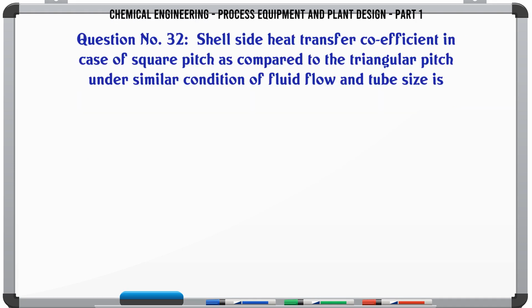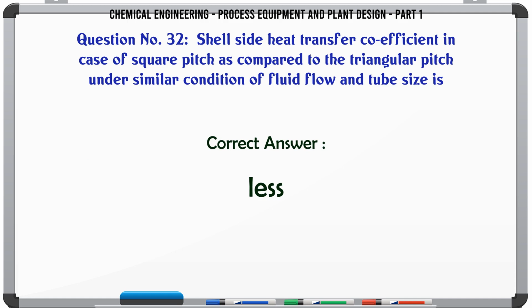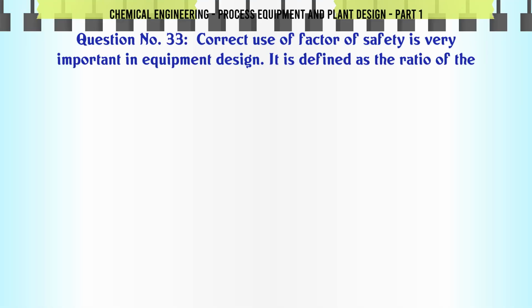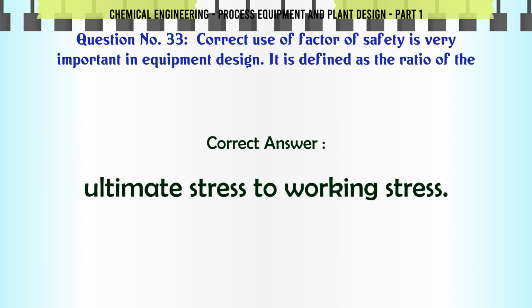Shell side heat transfer coefficient in case of square pitch as compared to the triangular pitch under similar condition of fluid flow and tube size is A. More, B. Same, C. Less, D. Twice. The correct answer is less. Correct use of factor of safety is very important in equipment design. It is defined as the ratio of the A. Ultimate stress to breaking stress, B. Ultimate stress to working stress, C. Working stress to ultimate stress, D. None of these. The correct answer is ultimate stress to working stress.